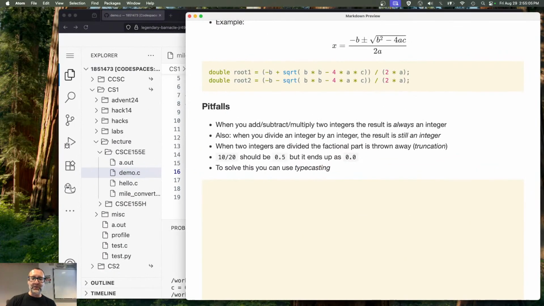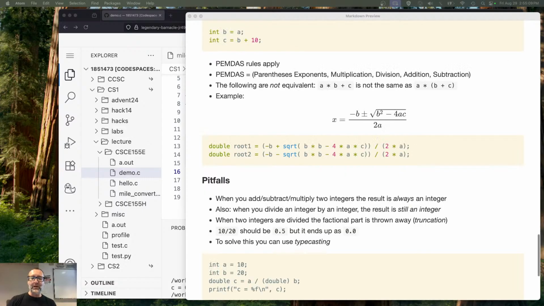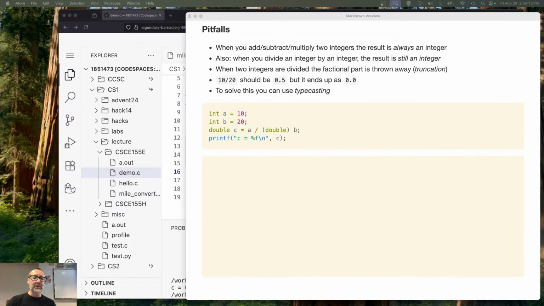Let's put that in the notes too. And you'll experience that in your lab on Tuesday next week. There we go. All right. So the solution is to do typecasting and just force one of them to become a double. There's some other pitfalls, right?